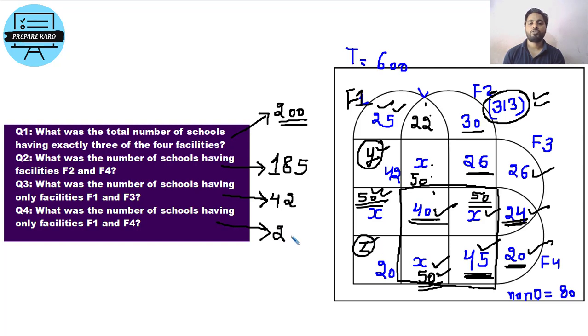The number is 20. So I hope all the questions that I have covered are clear to everyone. If you have any doubt, any queries you have, you can post in the comment box. I hope this is clear.